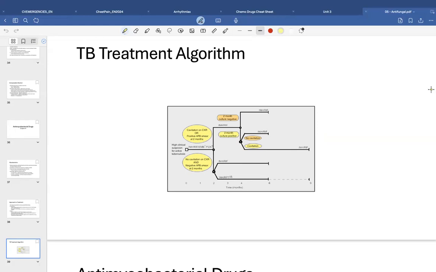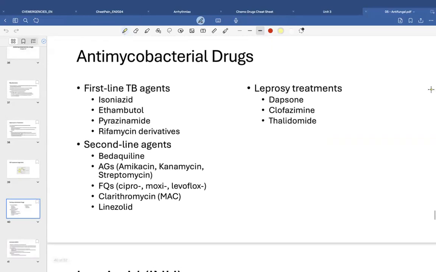So our antimycobacterial drugs, the first line agents: INH, isoniazid, pyrazinamide, ethambutol, and your rifamycin derivatives. And then your second line agents, including bedaquiline, aminoglycosides, streptomycin, amikacin. Fluoroquinolones actually have a role. Moxifloxacin, I would say in some regimens is actually considered first line. But cycloserine and linezolid can be used as well. And then for leprosy, they use dapsone as an inhibitor.